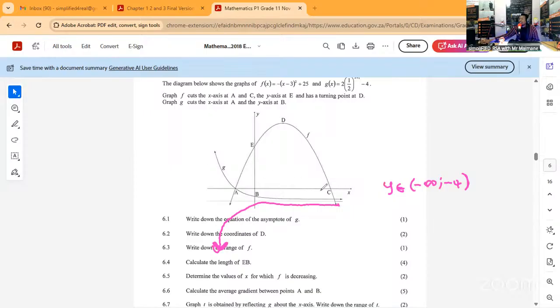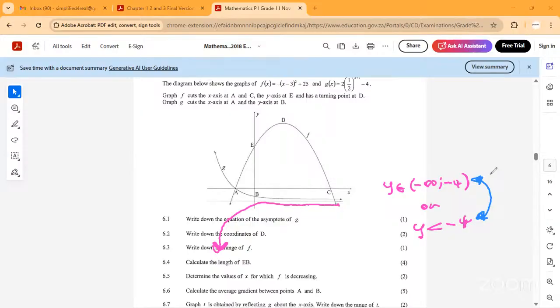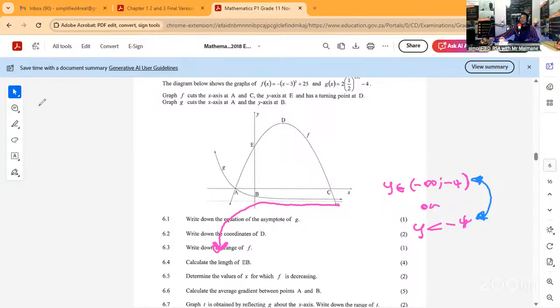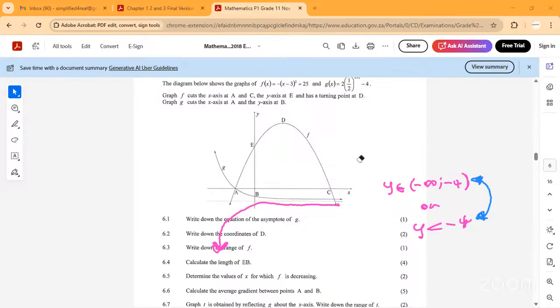Or you can present it like this: y is just less than -4. Mathematically, these two things are one and the same thing. Makes sense, right? Kumo, we're good. Yes. All right. So if you can build strength by attempting questions like this, guys.